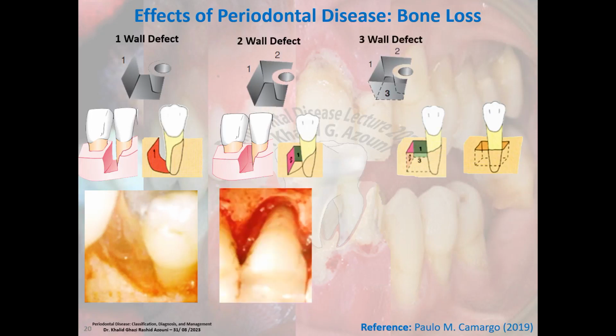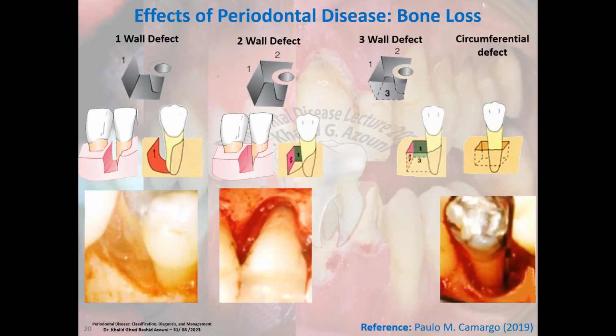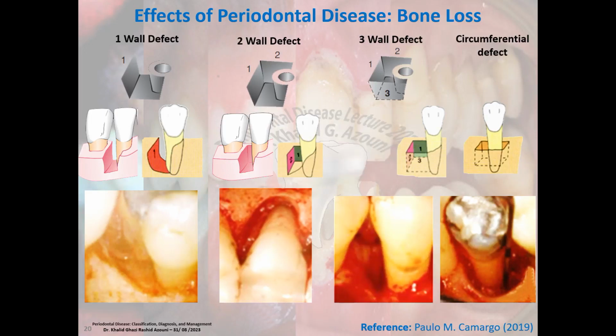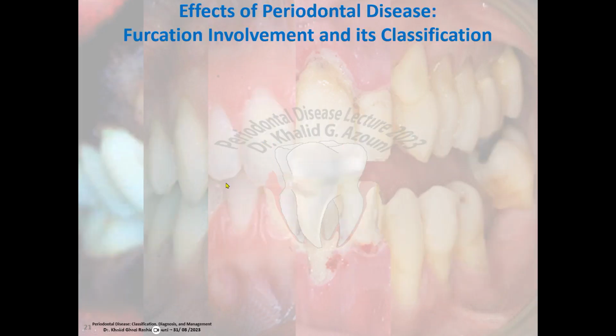And the other effect is the bone loss. We can see here the different kinds of defects: one wall defects, two wall defects, three wall defects, and the circumferential defect, where we count the walls of remaining alveolar bone. It will affect the prognosis and the success of treatment by regeneration, for example, where more bony walls means more chance of reducing the attachment loss by bone grafting and guided tissue regeneration.